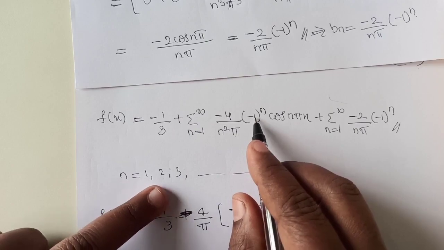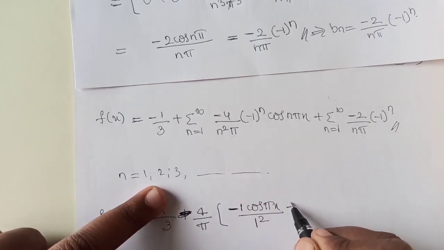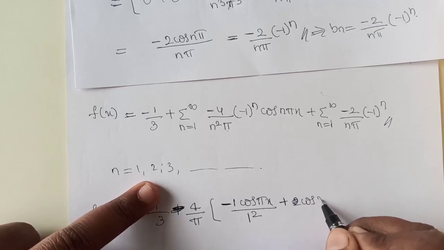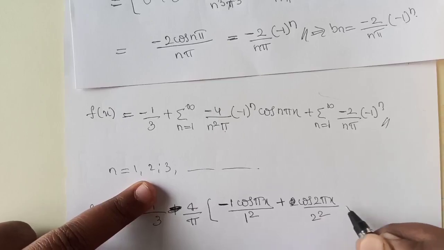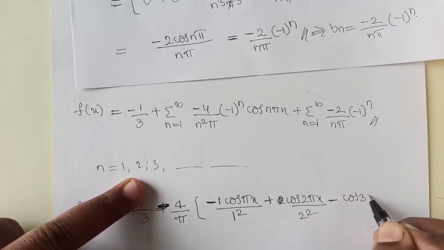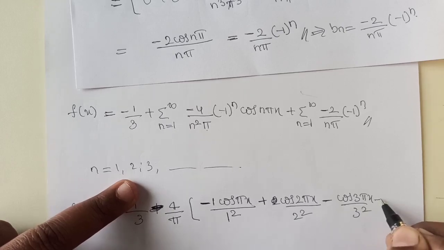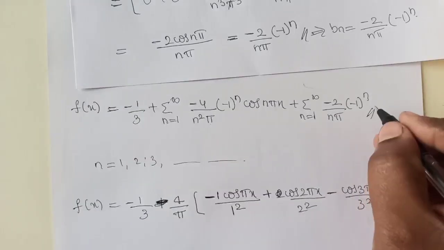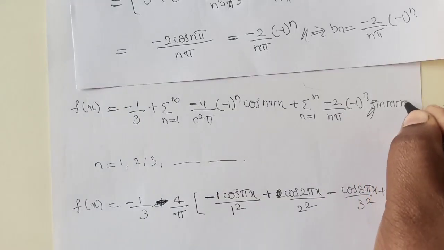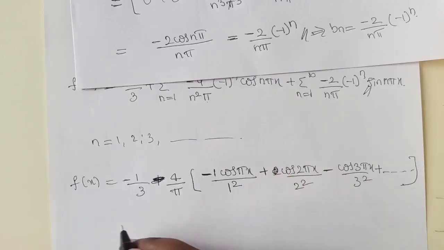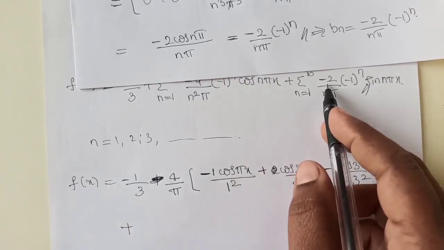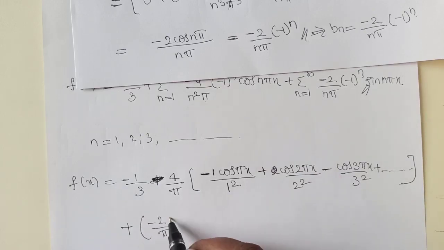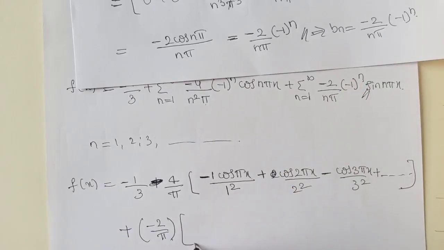For n equals 2, this term becomes plus, cos of 2 pi x divided by 2 square. Next, minus cos of 3 pi x divided by 3 square, and so on. Next, substituting n values in this bn, here we have sine of n pi x. So we get plus, here minus 2 by pi can be taken outside, and we get here minus 1 raised to n.